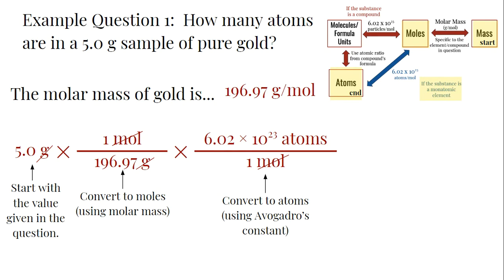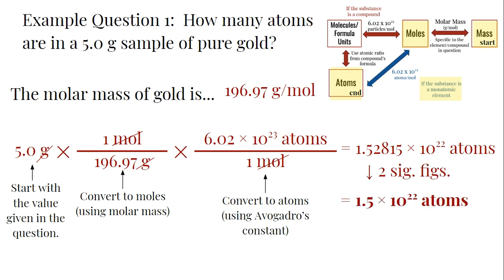So now we're going to do 5.0 divided by 196.97 times 6.02 times 10 to the 23. When we do that, we get an answer of 1.52815 times 10 to the 22 atoms. Now for our final answer, we need to check our significant figures. The number we're given in the question, 5.0, only has 2 significant figures, so that's what we can put for our answer. So our final answer is 1.5 times 10 to the 22 atoms.